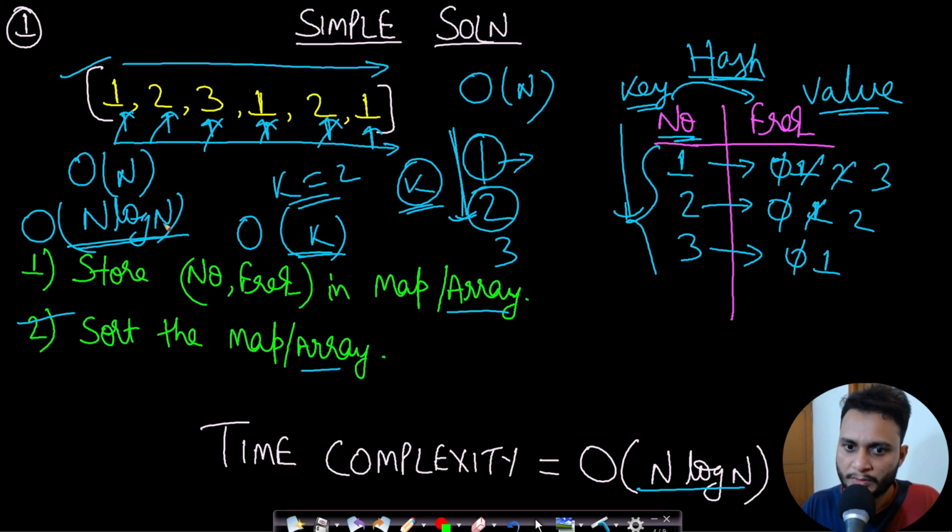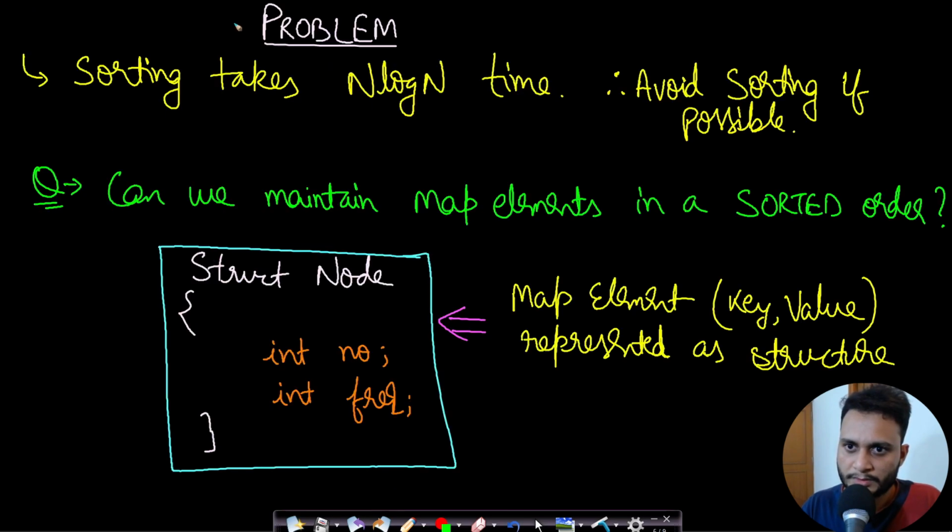If we are sorting n elements, then obviously time will be n log n. So either we reduce the number of elements, or we can just avoid sorting. These are the 2 possibilities, or otherwise we can use another data structure. So the problem here is sorting takes n log n time. Therefore we can try to avoid sorting if possible.